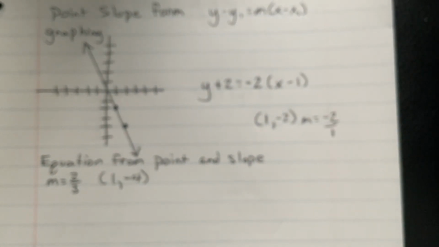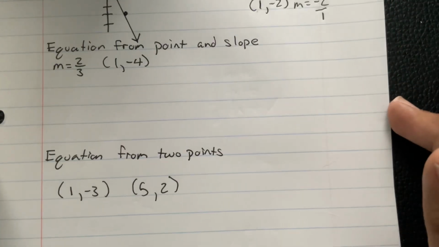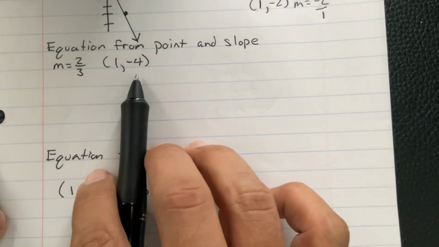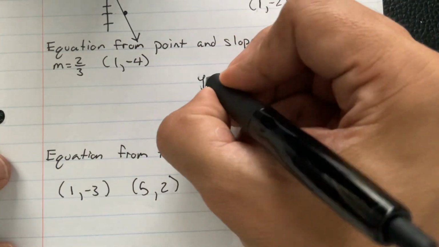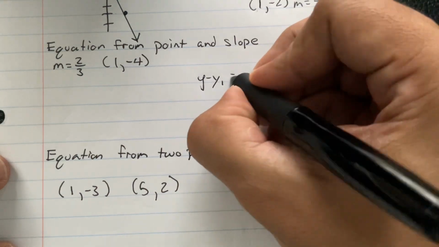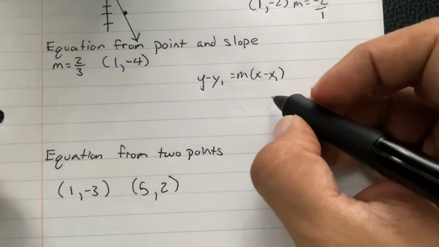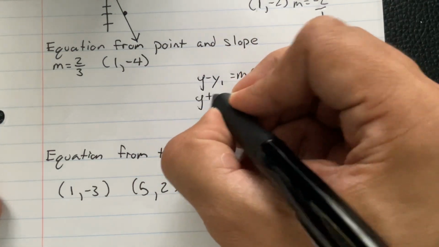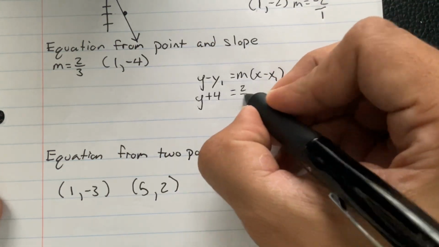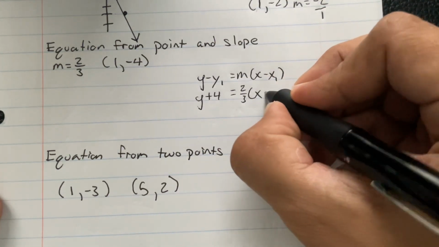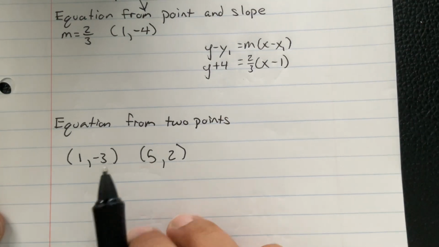Okay. So now we are going to do an equation from point-slope form with the slope and the point. So we're going to input the point into this formula. So it's going to be y plus 4 equals 2 over 3 (x minus 1). And you're done.